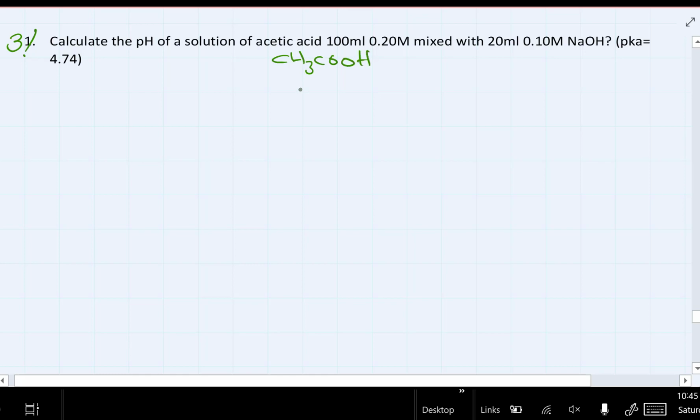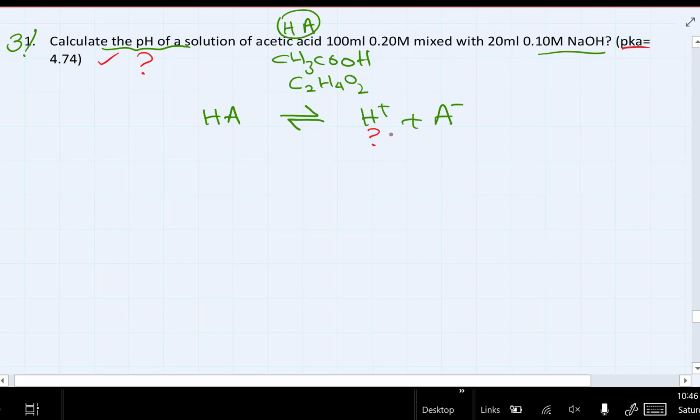Okay. Next question. Calculate the pH for this solution. Acetic acid is given, and it could be given in any formula, CH3COOH, or HAc, or C2H4O2 for this one, right? Now I see it as HA, and then sodium hydroxide, a strong base, is given. Start with the HA, and you get the double arrow just for equilibrium, H plus and A minus. That's the easy way to look at it. And we are looking for pH, and pKa is given. Now H plus is the question, though. We are looking for it, right?